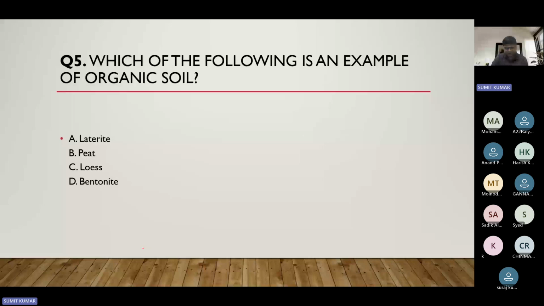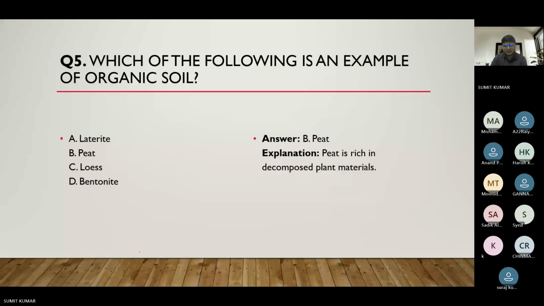Now, which of the following is an example of organic soil? So here the options are laterite, peat, loess, bentonite. I think I have not discussed this content, but this type of problem will be there in your assignment. So the option is peat. Peat we have discussed, and I have discussed peat soil. Peat soil is organic soil. We have discussed it, as I remember.